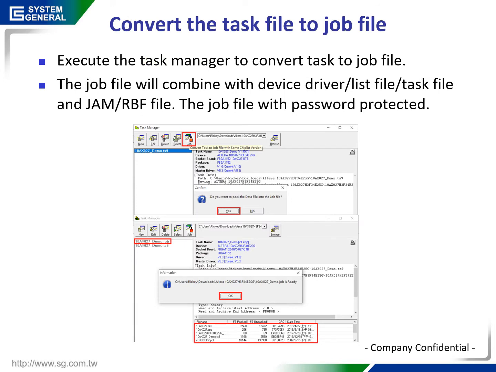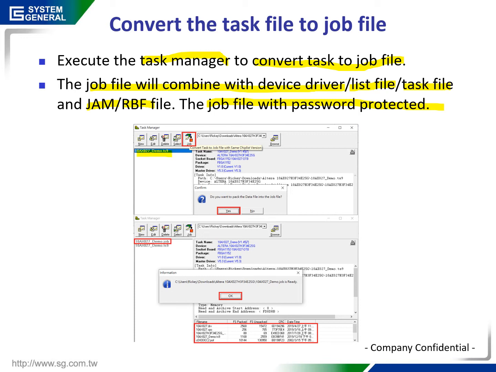In this slide, when your task file is created, you can go to the task manager and convert the task file to a job file. The job file will combine the device driver, the data list file, the task file, and also the JAM and RBF file. The job file is actually password protected, so you cannot extract the data without a password. So you can see the procedure below.